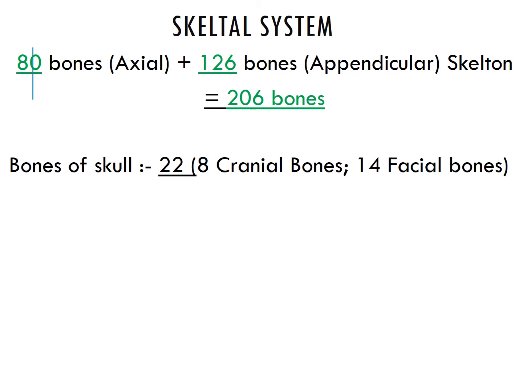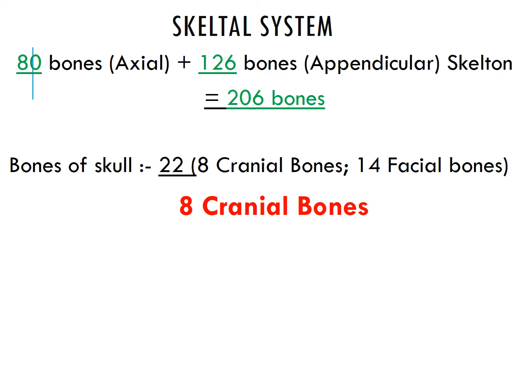Now, let us discuss the skeletal system. Total number of bones is 206. In that, the axial skeleton is made up of 80 bones. The appendicular skeleton is made up of 126 bones. And bones of the skull include 22 bones. In that, 8 cranial bones and 14 facial bones.